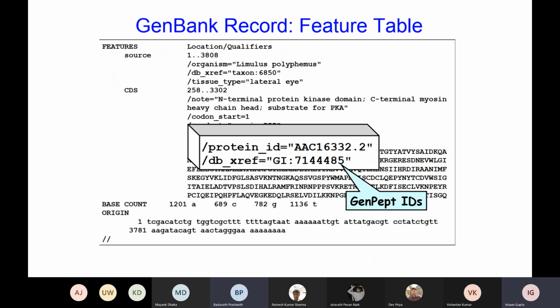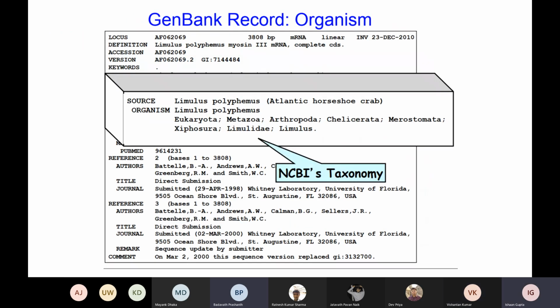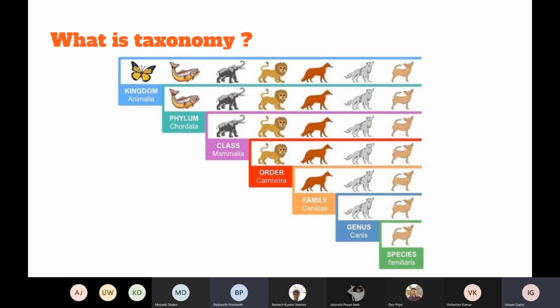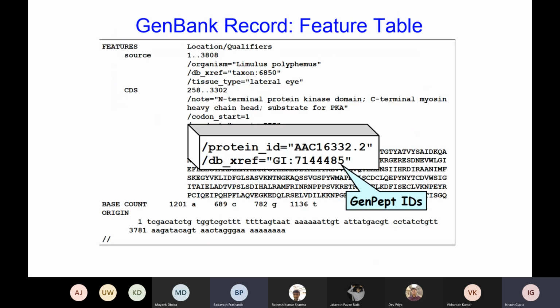So in GenBank, you also have something called a feature table. If you go back here, I'm showing you the first part of the GenBank record, and this is the second part. You scroll down and you will see something like this. You have something called the feature source, and then CDS, which tells you from where to where you will have the protein in this sequence. Because it's an mRNA sequence, that means it's coding for a protein. It says its N-terminal protein kinase domain starts from this location. It has a C-terminal myosin heavy chain head, and it's a substrate for PKA. PKA is an enzyme.